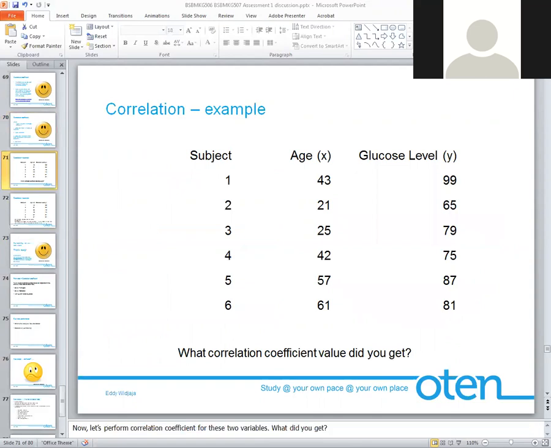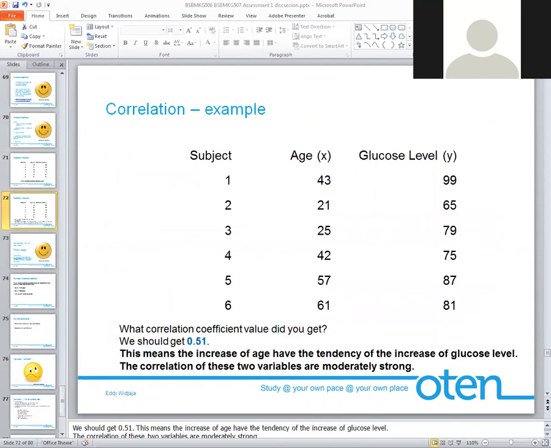So 0.51. This means that now this is also important, as mentioned to you before, that we need to include our interpretation. The stats in here means nothing. We need to give the interpretation. Remember the concepts that we discussed before.